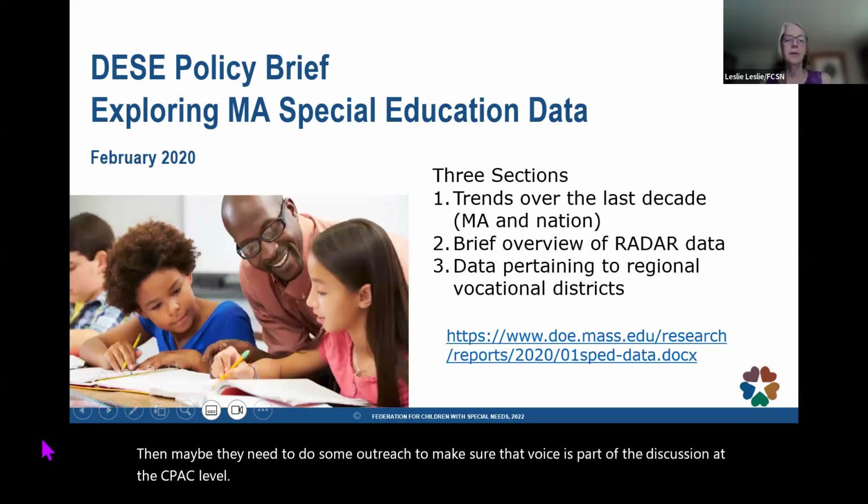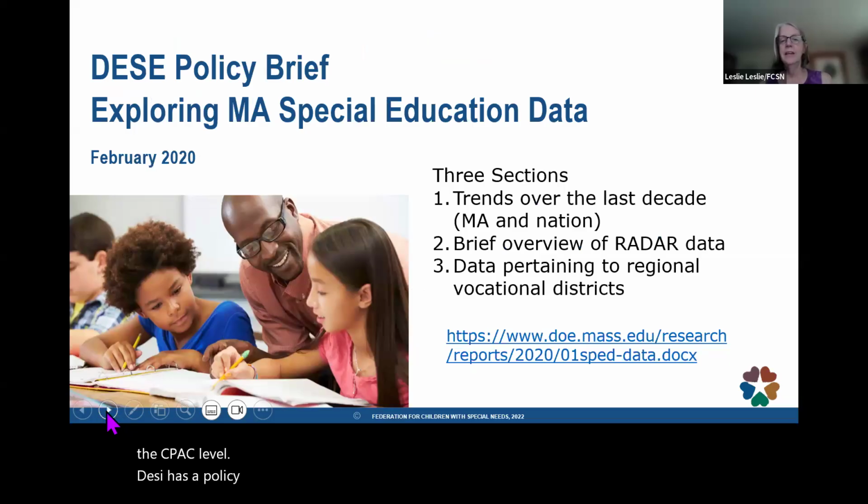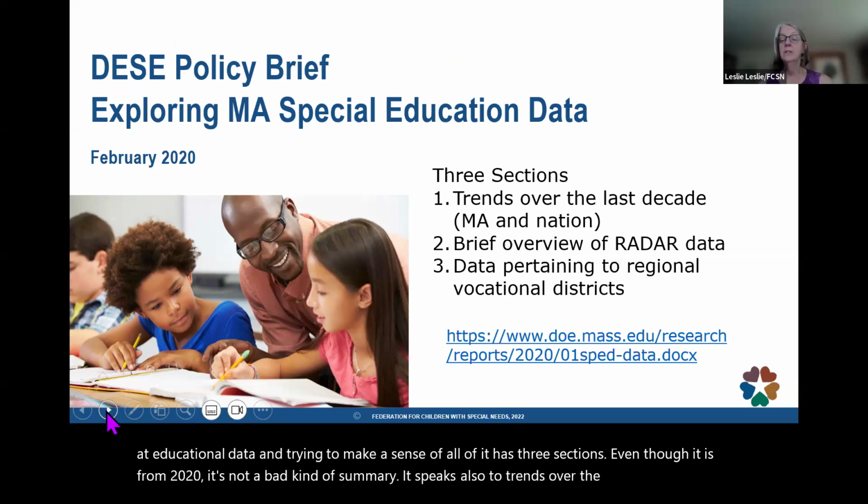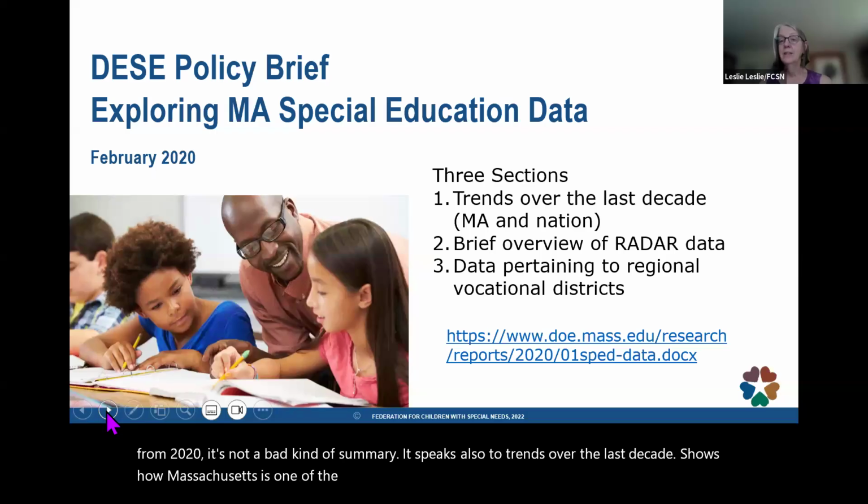DESE has a policy brief that explores data that can help you if this is the first time you're looking at educational data and trying to make sense of all of it. It has 3 sections, and even though it is from 2020, it's not a bad summary. It speaks also to trends over the last decade, shows how Massachusetts is one of the higher identifying states for special education in the country.